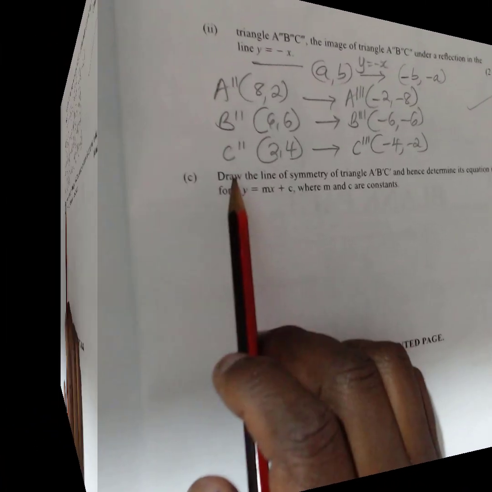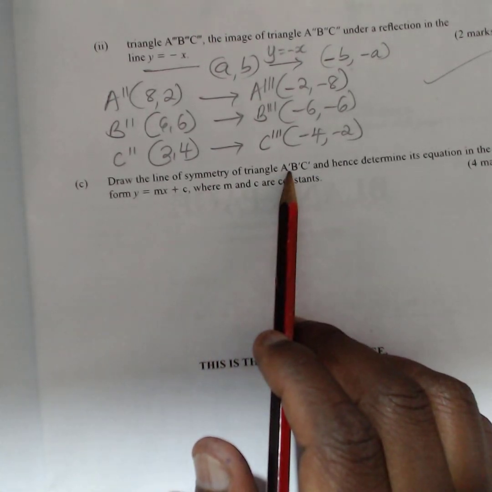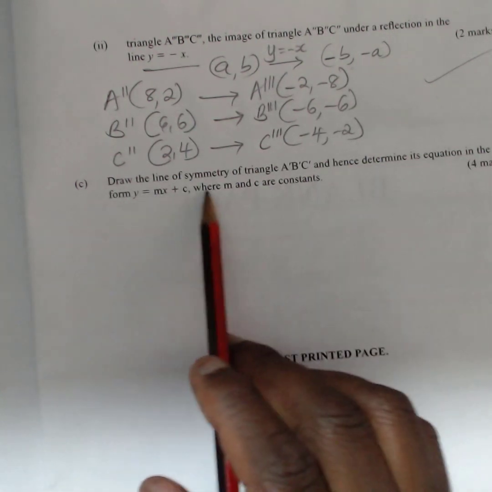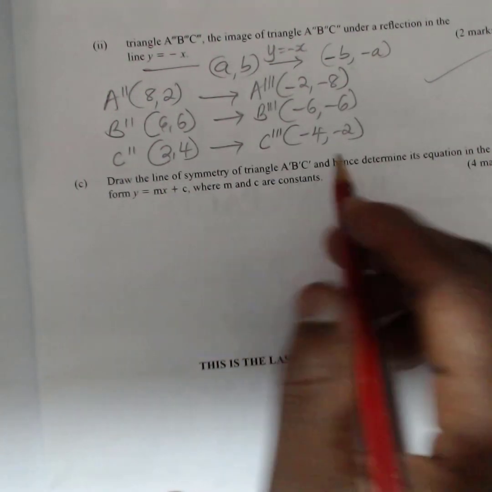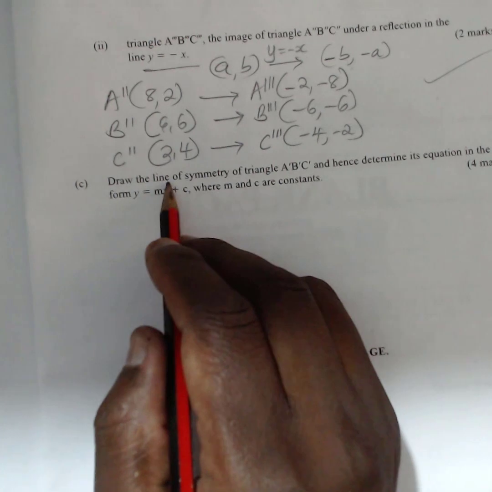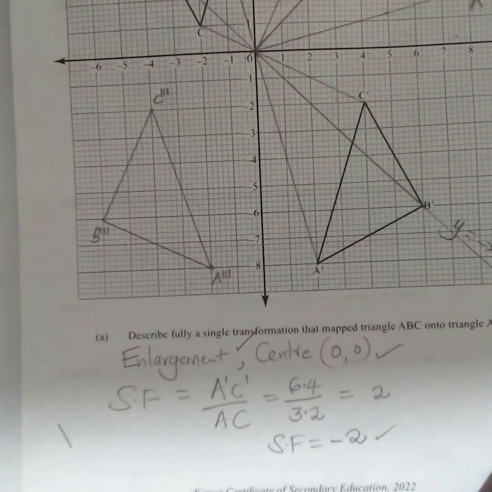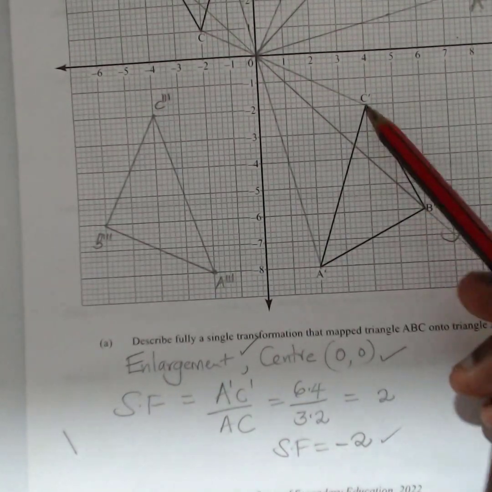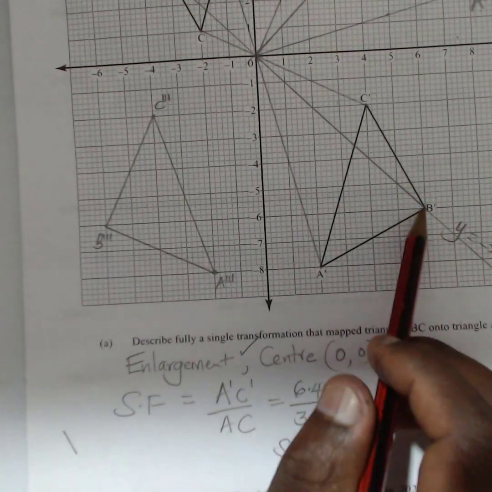Part C of the question: draw the line of symmetry of triangle A prime, B prime, C prime, and hence determine its equation in the form y equals mx plus c, where m and c are constants. So draw the line of symmetry of this triangle A prime, B prime, C prime. We get the line of symmetry. The line of symmetry is the line that divides this triangle into two halves. The line that will divide these into two halves.